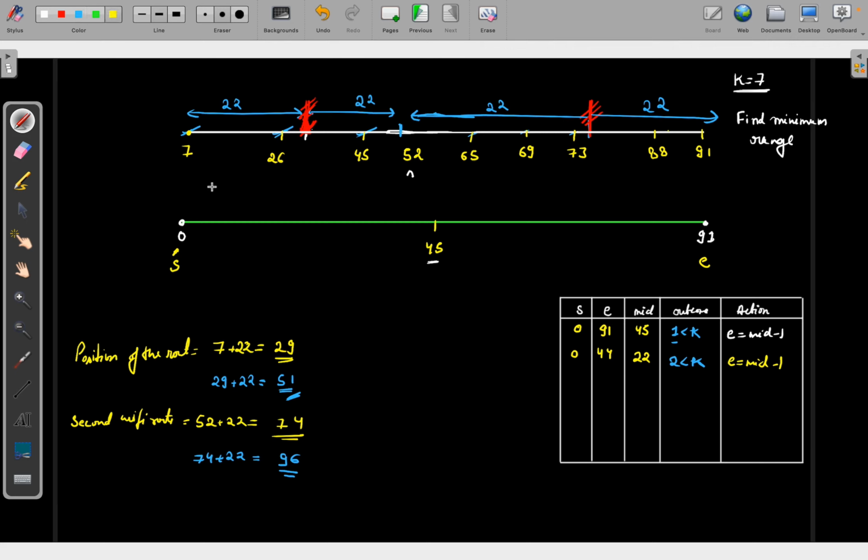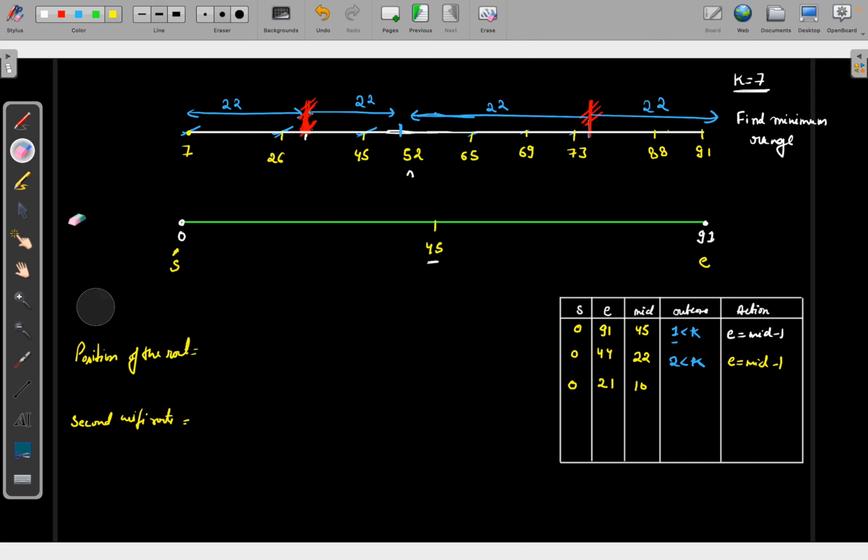So if I am decreasing the range, what will be the new endpoint? It will be 21. What will be the mid? So it will basically be 10, right? Mid range. So my mid range will be 10. So now let's calculate the first router position. Basically 7 plus 10, that will be 17, right? So I will locate the Wi-Fi router at 17.